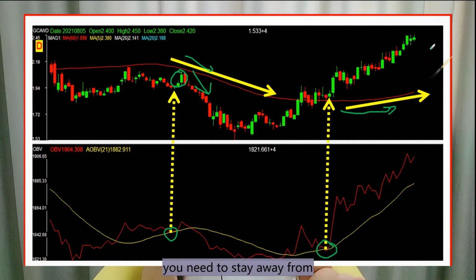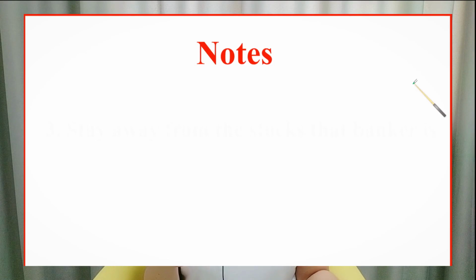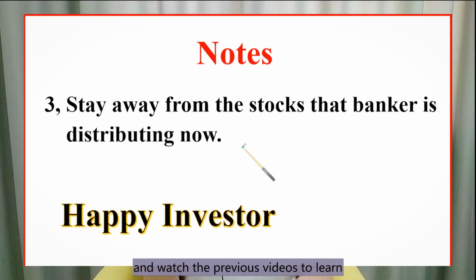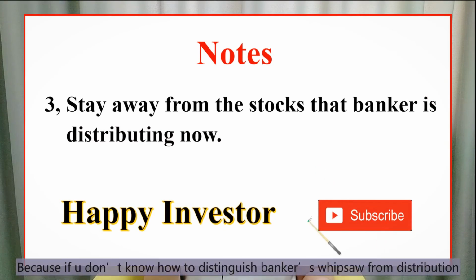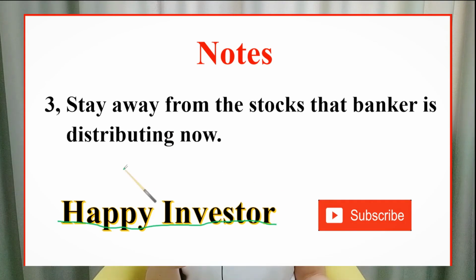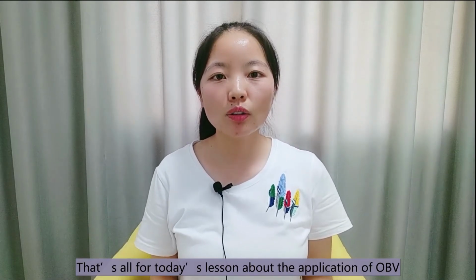Thirdly, you need to stay away from the stocks that the bankers are distributing now. For this point, you can subscribe to my channel and watch the previous videos to learn. Because if you don't know how to distinguish bankers' withdrawal from distribution, it will never be possible to catch the super bull counters. Okay, that's all for today's lesson about the application of OBV.